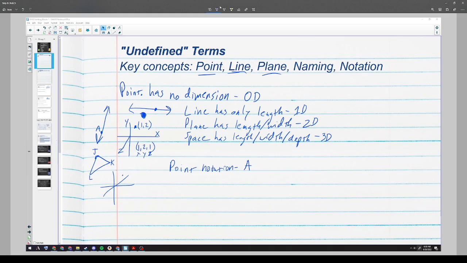So we can call it A, or if we want to be really clear about what type of object it is, we could call it point whatever. But basically we just need a capital letter to refer to points.